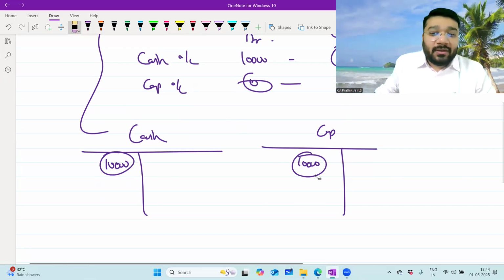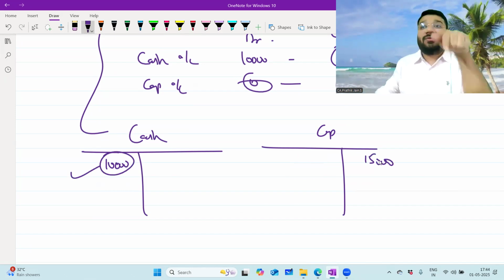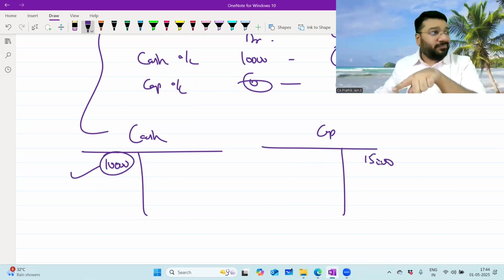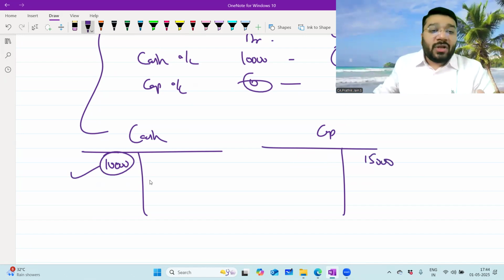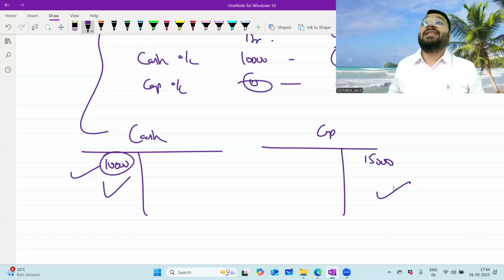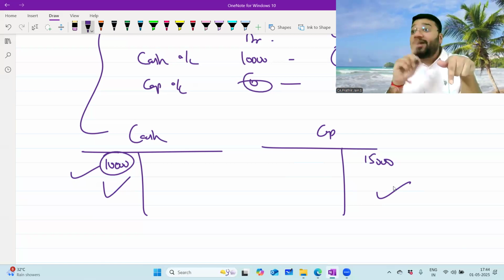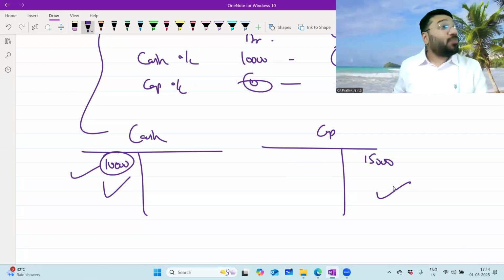Or 10,000 in cash properly recorded, but in capital recorded 15,000. You recorded a wrong amount in the capital account. Side is correct, account is correct, but the amount is wrong. So now the total of the debit will be 10,000 and the total of credit will be 15,000. So these are the mistakes which can lead to the trial balance not tallying. So if the trial balance does not tally, these mistakes could be identified. Means one-sided errors could be identified.